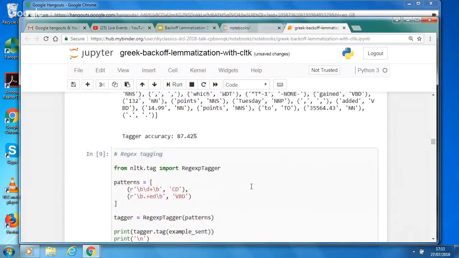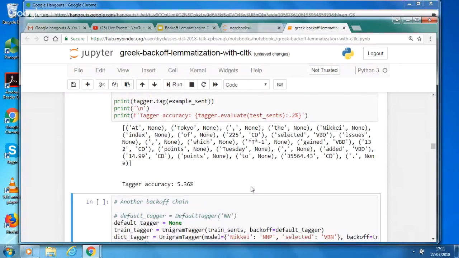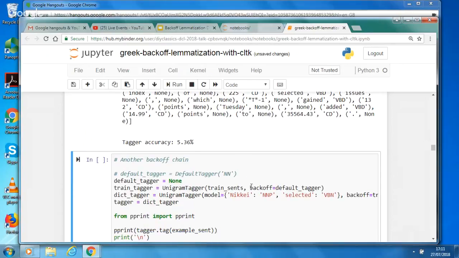We can give it regular expression patterns. If it's a number, we can give it a number tag. If it's a word that ends in ED, maybe it's a past tense verb, right? We can give it those sorts of patterns. Just with those two patterns, we can get 5.36% accuracy, which is kind of crazy, actually. Those must be very heavy number sentences.